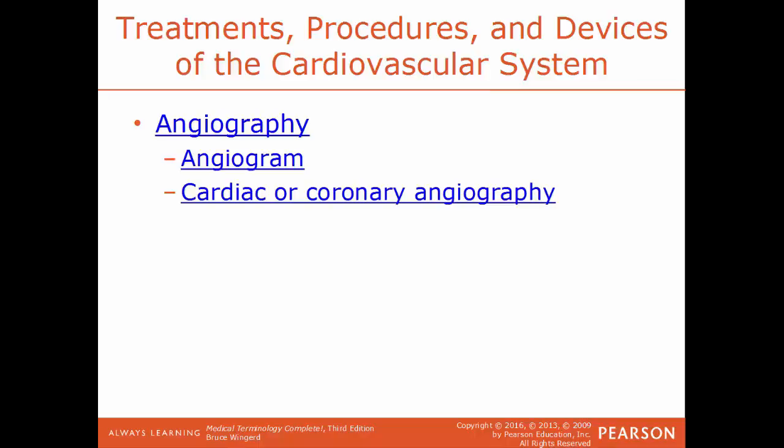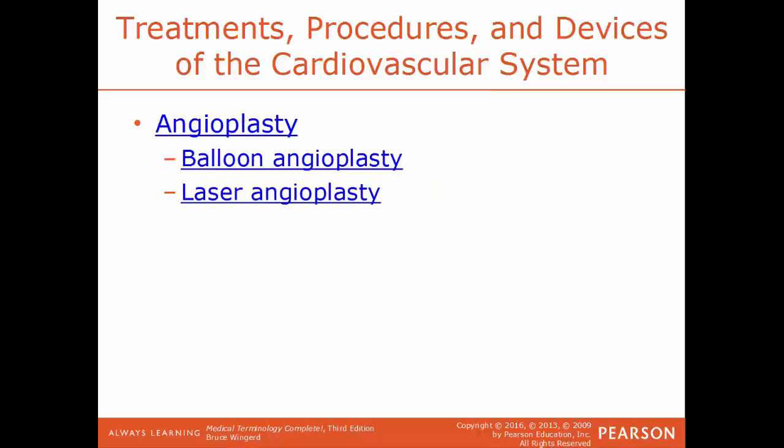And when you're looking at the vessels of the heart in particular, that would be a coronary angiography or cardiac angiography. So your next term, angioplasty. This is the surgical repair or the unblocking of a blood vessel, usually a coronary blood vessel. There are two common ways that this is done. The first is a balloon angioplasty, where a deflated balloon is inserted into the artery itself. The balloon is inflated, and by doing so, it will crush or blast away the obstruction or the plaque that's blocking the coronary artery.